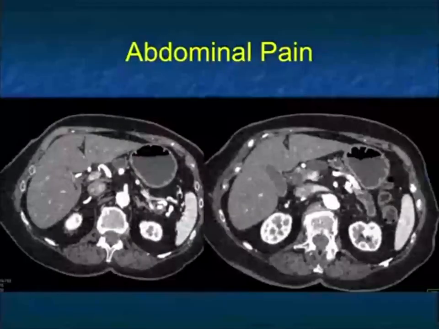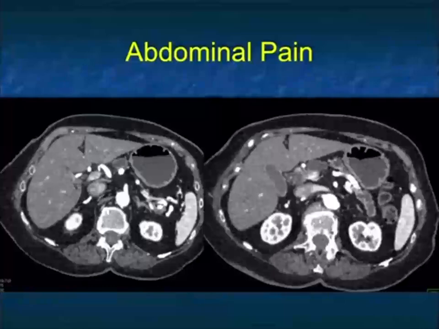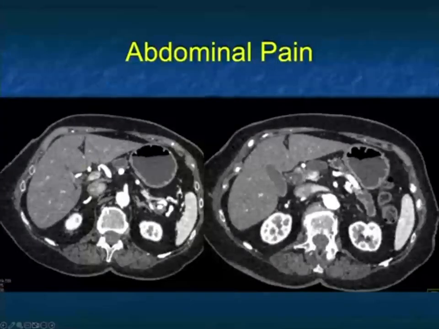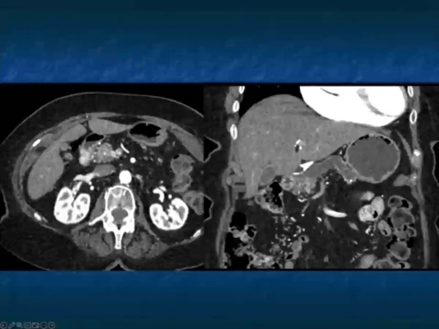Another case, abdominal pain. And you see a dilated pancreatic duct. It's markedly dilated, the entire duct, and you track it toward the head of the pancreas. We're looking for a transition zone. There's a soft tissue mass here. Look at the size of the pancreatic duct.